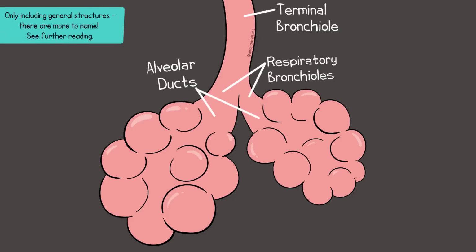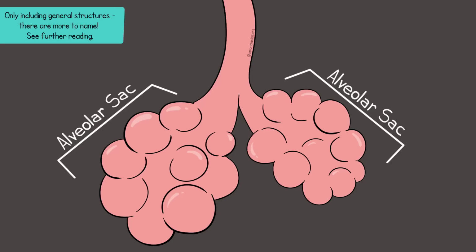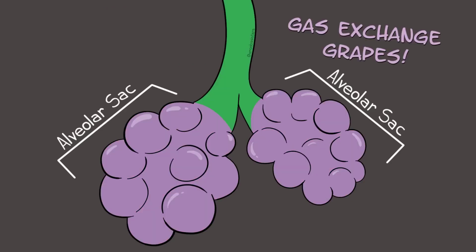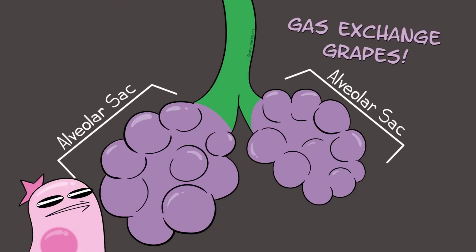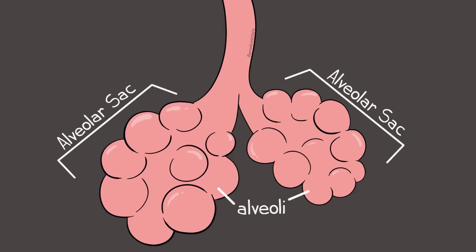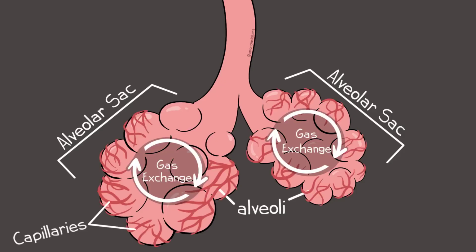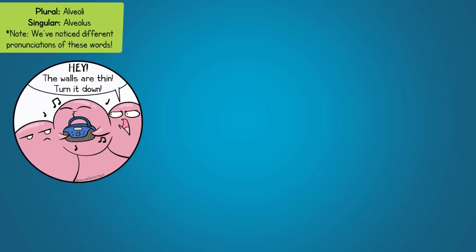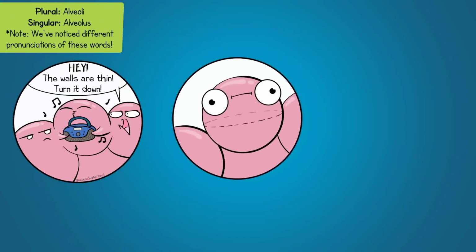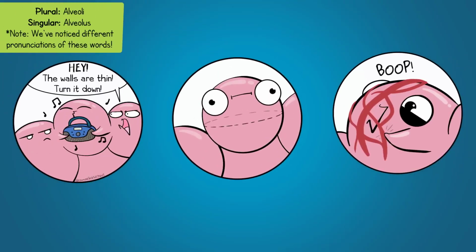Each alveolar duct is surrounded by alveolar sacs. Alveolar sacs look a lot like a bunch of grapes. I'm not the only one to think that. Each of these alveolar sacs contain alveoli, and this is where the gas exchange will actually occur. That's because these alveoli are made of thin-walled cells. They have lots of surface area, and they have direct contact with capillaries.